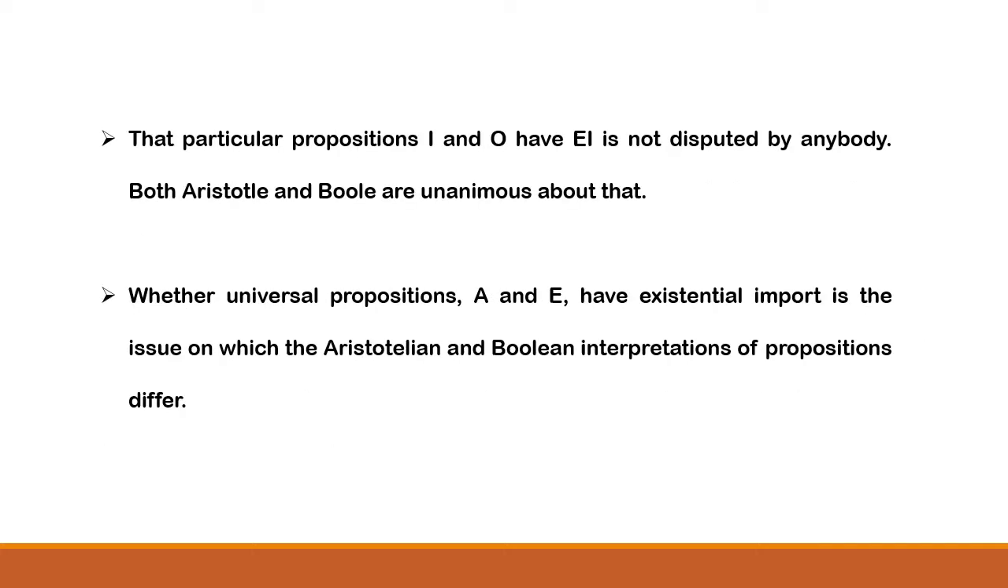Now, that the particular propositions I and O have EI, that is existential import, is not disputed by anybody. Anybody means Aristotle or George Boole. Both of them accepted it. There was no controversy over this. Then where did the controversy lie? The controversy was regarding the A and E propositions, which are the universal propositions. So, whether universal propositions A and E also have existential import is the issue on which Aristotelian and the Boolean interpretations of proposition will differ.